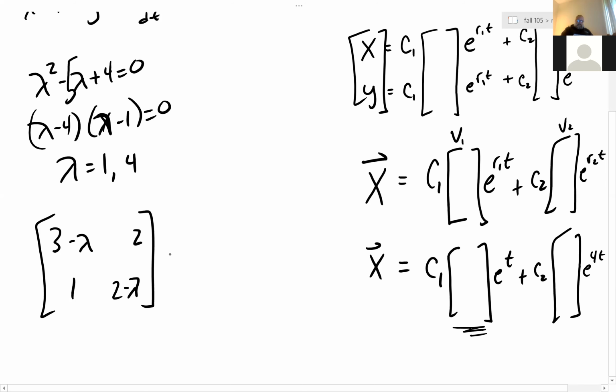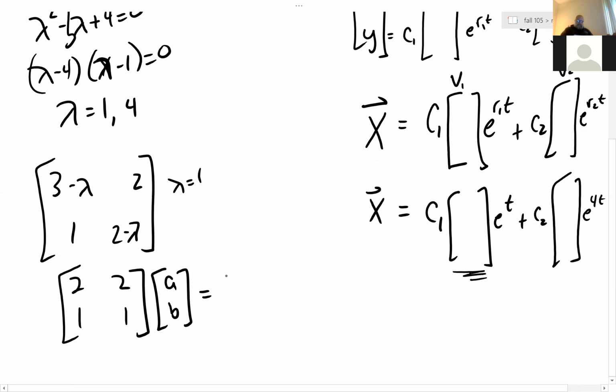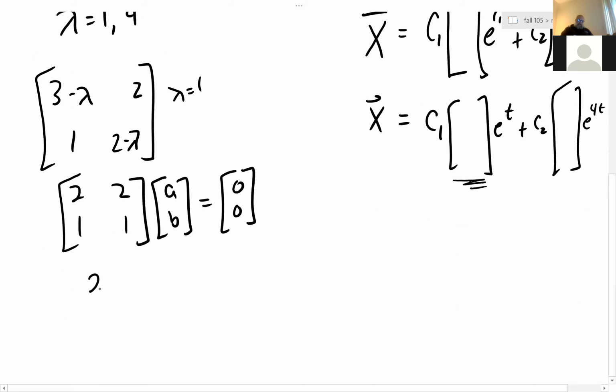A minus I lambda, and we're going to stick this in there. When we do this, we're going to put lambda equals 1. So we're going to get 2, 2, 1, 1, and we're going to multiply that by something. Your book doesn't use A and B. I was always taught to use A and B, and it's always stuck in my head, but you can call it whatever you want. When you distribute this out, you're going to get 2A plus 2B equals 0, and A plus B is equal to 0.